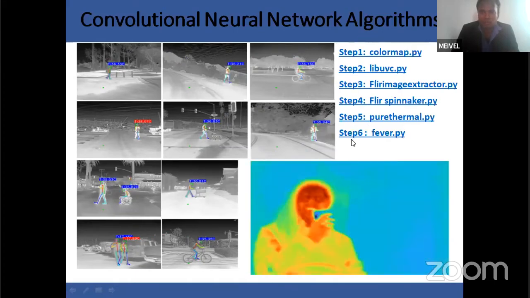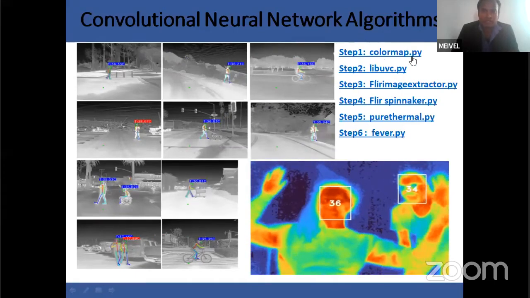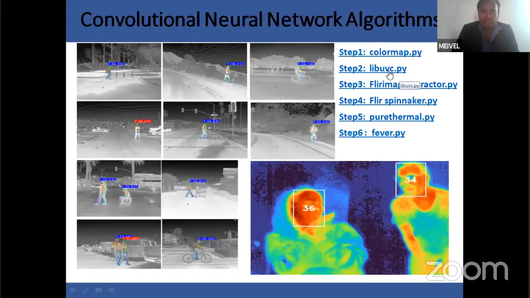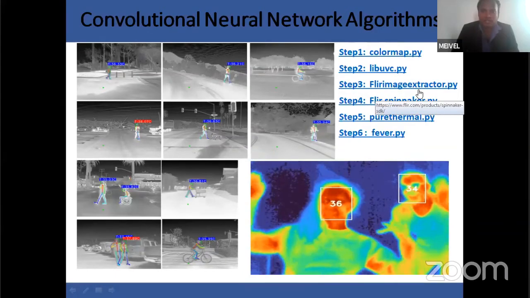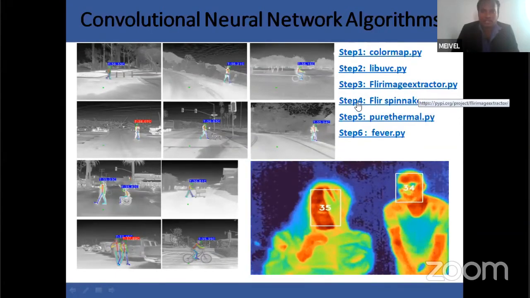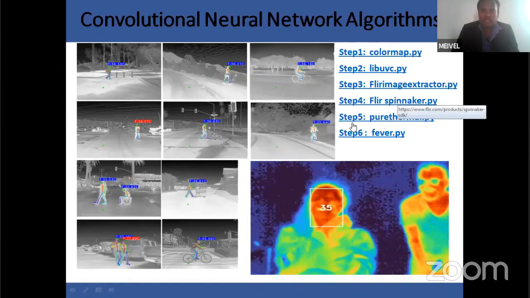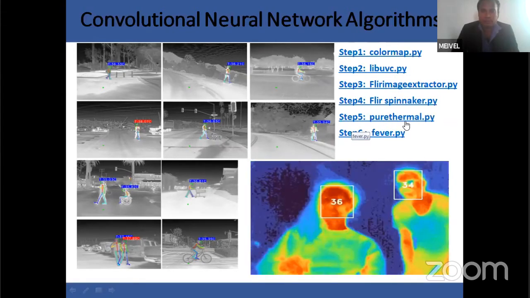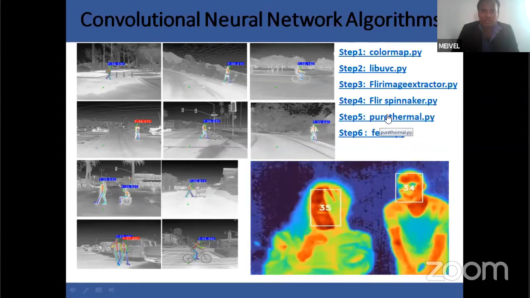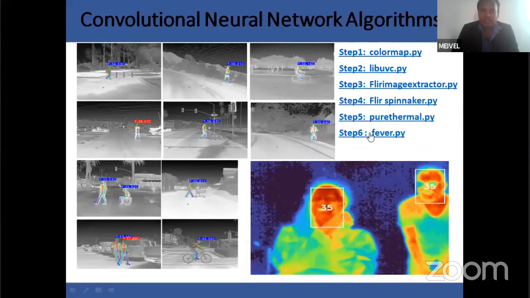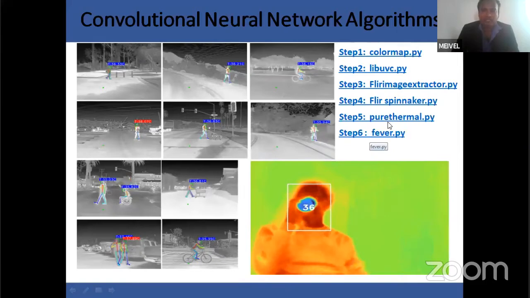I will follow these steps. Step one, I will collect the color mapping. Step two, I collect the dataset of the color mapping final result. Step three, FLIR image extraction. After image extraction, I go to some more filtering values. Next, I will collect the pure thermal value of each object. Finally, we detect fever detection.